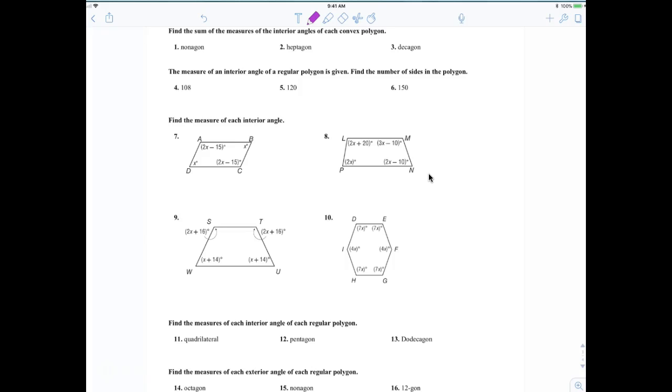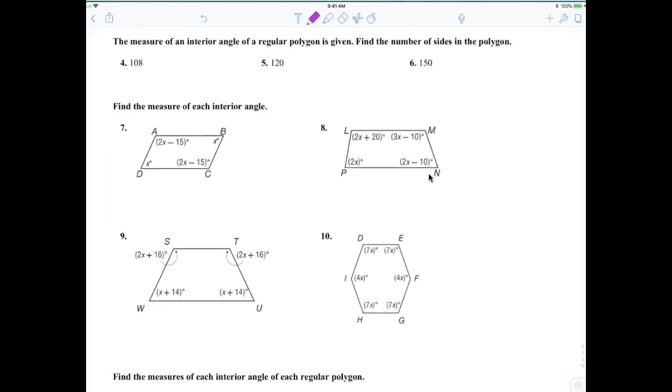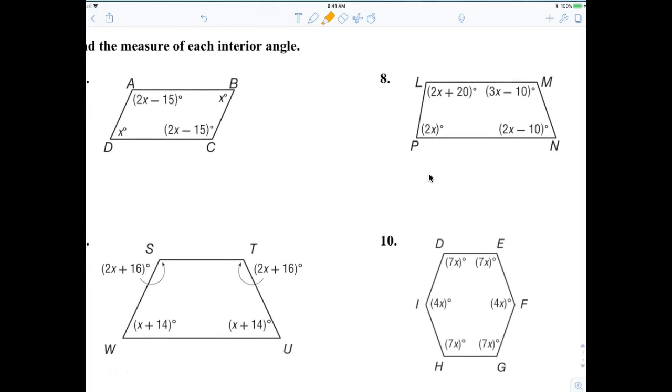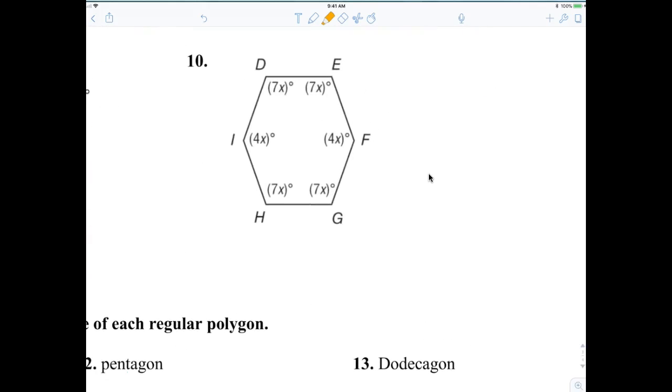If you're trying to figure out the angle, everybody should know the angles of a quadrilateral add up to 360. I'm just asking you to listen. You would add the angles up and set them equal to 360. That's true for this one and this one also. In question number 10, the hexagon is 4 times 180, which is 720. So you would set all of these equal to 720.